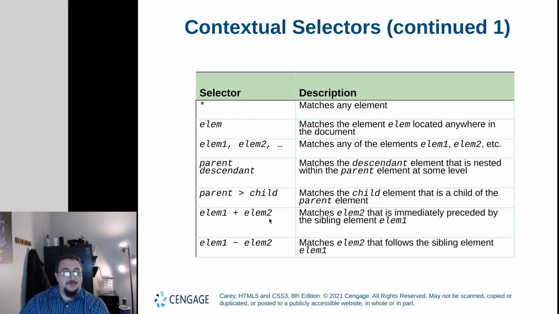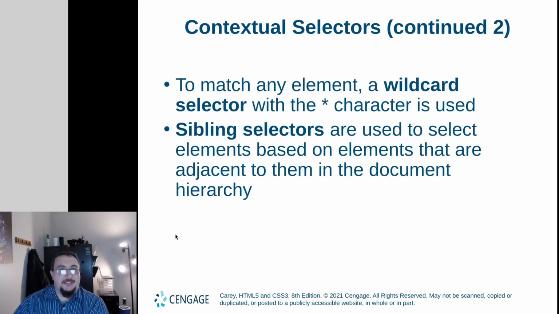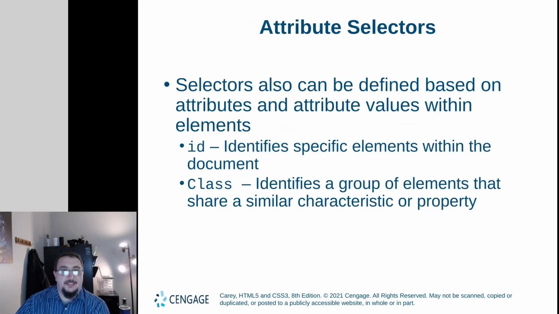Element 1 plus element 2 means that stylize element 2 only if there's an element 1 tag immediately before it, and element 1 tilde element 2 means you can stylize element 2 as long as element 1 occurred at any point before it. This wildcard, as I said, is a selector. Sibling selectors choose elements based on things that are adjacent to them. Selectors you can also set with ID and class.